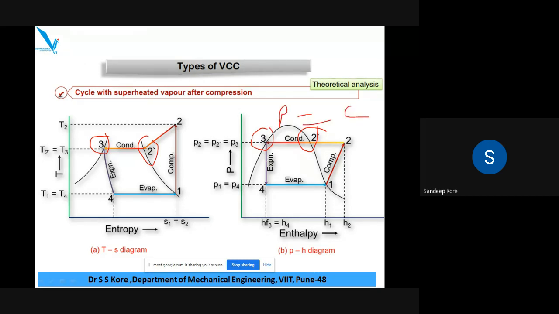So at constant pressure, this process is going to take place. At point 2 dash, the working medium is in the vapor condition. It is dry and saturated vapor. It is going to reject the heat to the cooling medium, and then that vapor is going to convert into liquid. Vapor is going to start to convert into liquid.